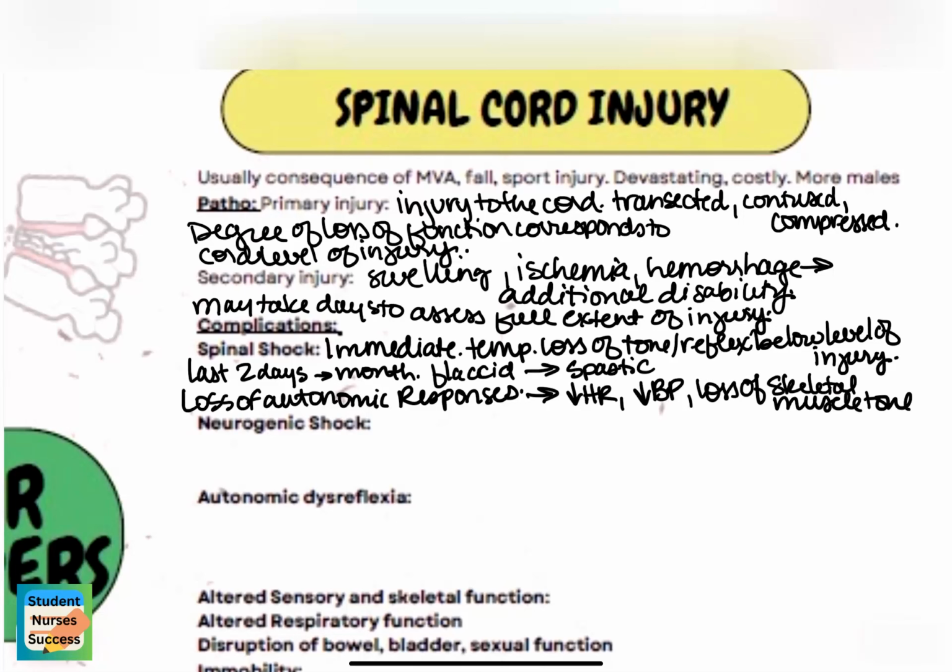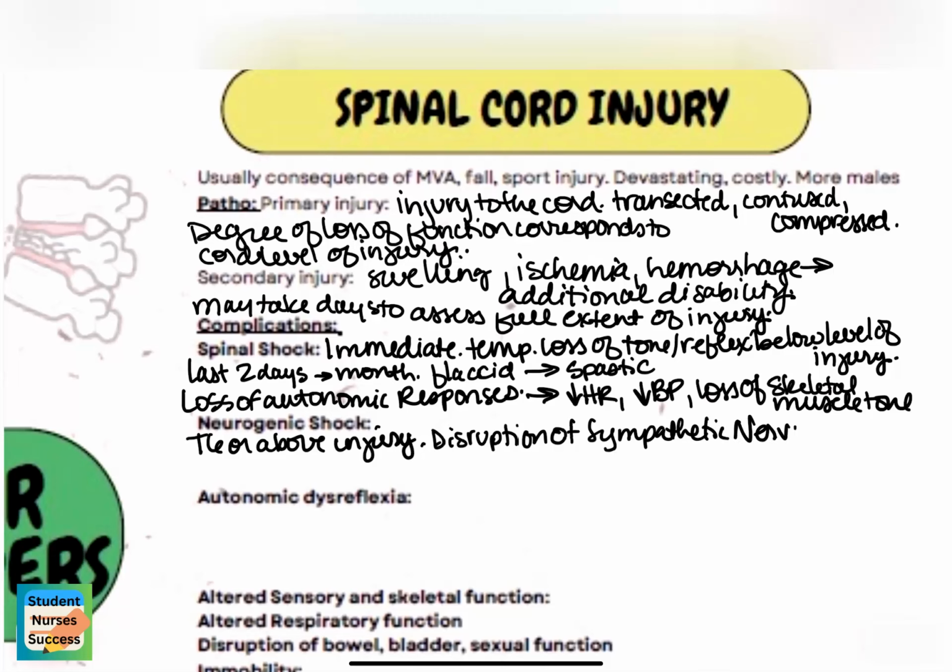Now, neurogenic shock we see in those who have had a T6 or above injury. Neurogenic shock is actually a disruption of the sympathetic nervous system. Remember that the sympathetic nervous system is the fight or flight. So there's a loss of fight or flight.